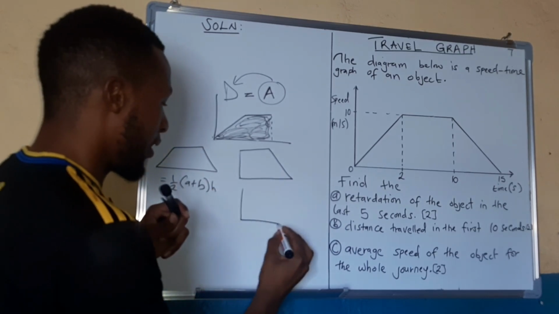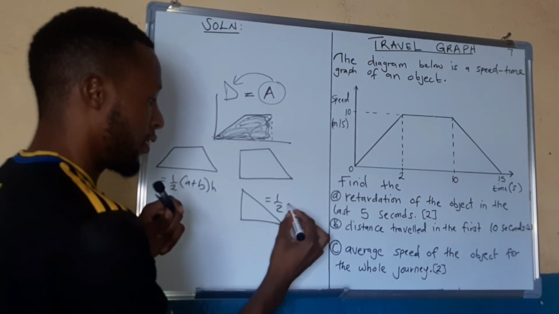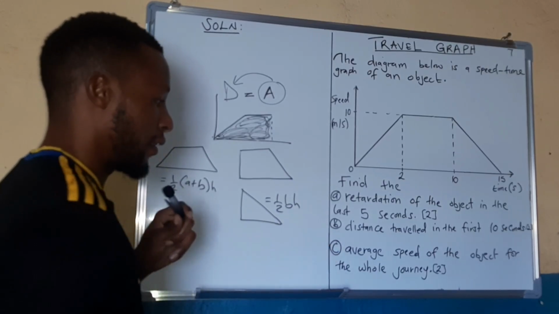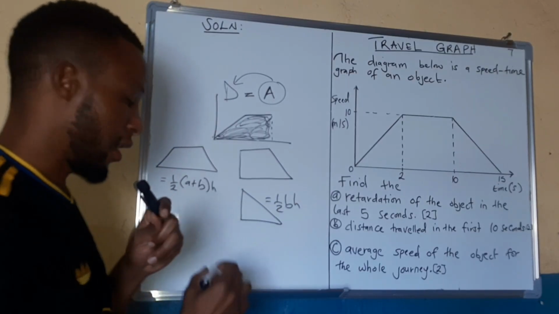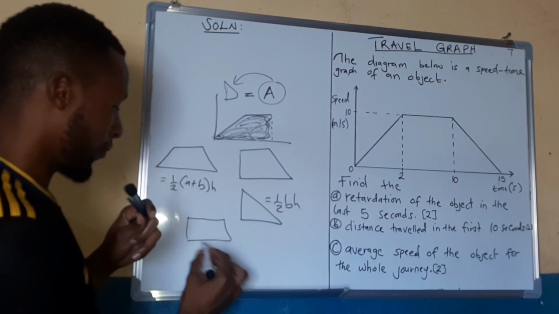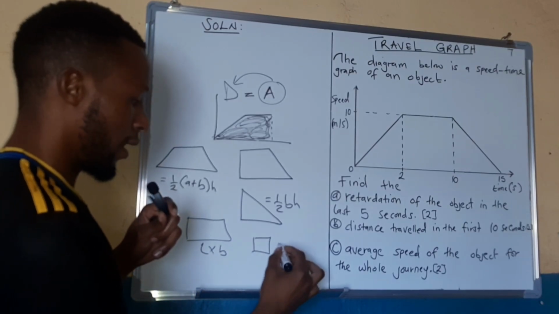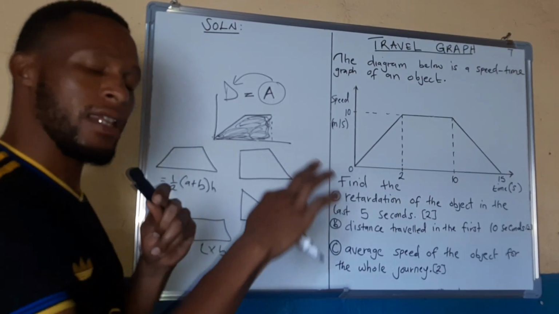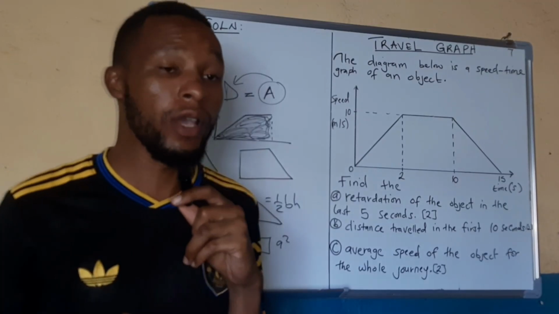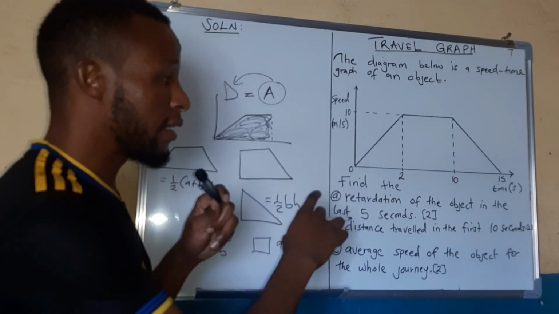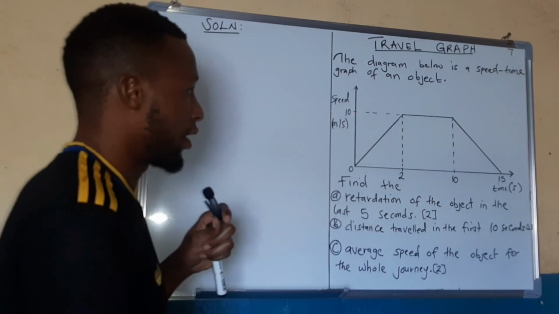If it's a right angle triangle, then use half times base times height. If it's a rectangle, L times B. If it's a square, then A squared. So knowing the area of each and every particular shape will help you to calculate the distance on the travel graph. Let us look at this question now.